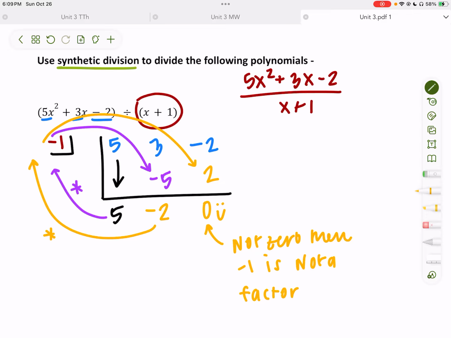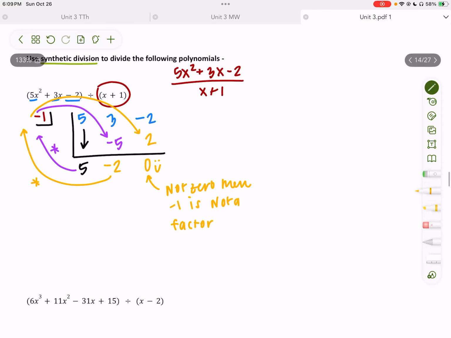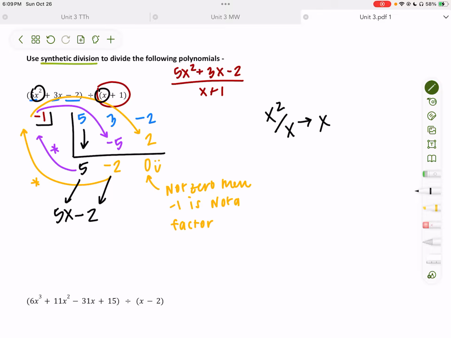For us, the goal is for it to be 0, so I'm always going to try and give you ones that equal 0, because if it doesn't, then you kind of are at a dead end. The result is 5x minus 2. There's the 5, there's the -2. The reason it drops a power is because we've divided out an x. If I have x squared over x, that leaves me with just an x. And there it is right there.